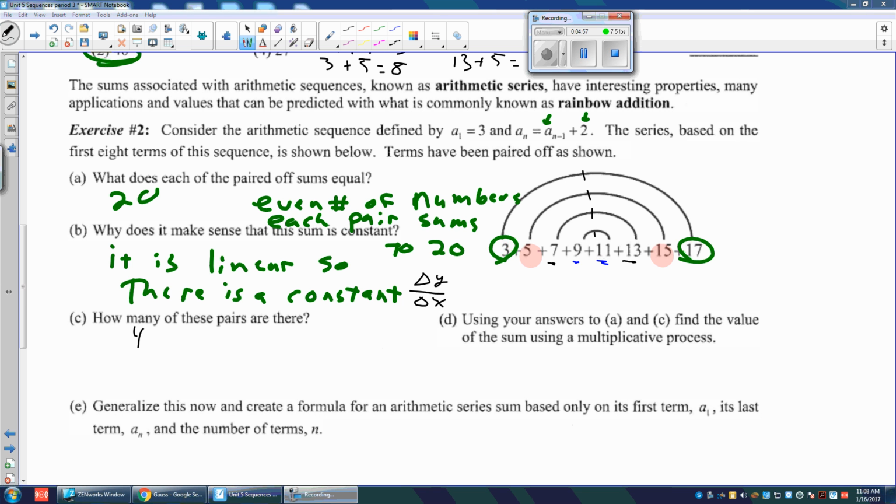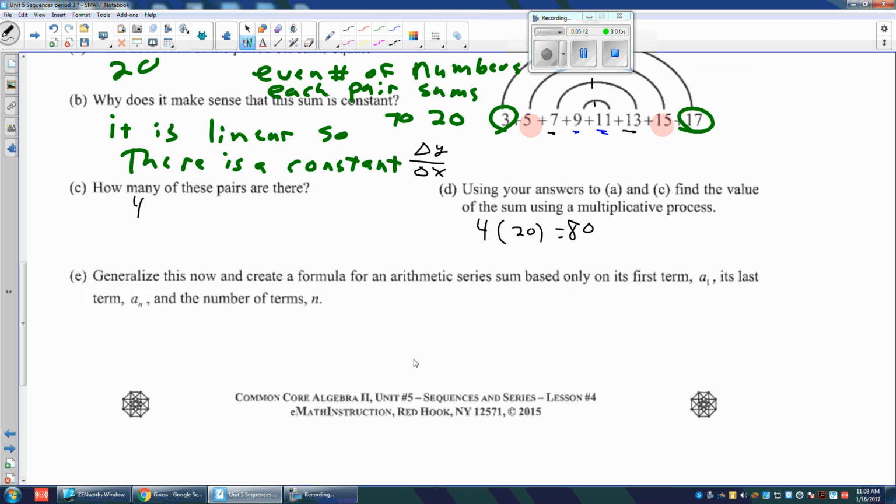Using answers to A and C, find the value of the sum using a multiplicative process. So this is very simple, but I'm not going to get ahead and answer E yet. Let me see. There are four pairs, and they all add up to 20. So the sum is 80. Generalize this. Now create a formula for an arithmetic series sum based only on its first term and its last term and the number of terms that we have.